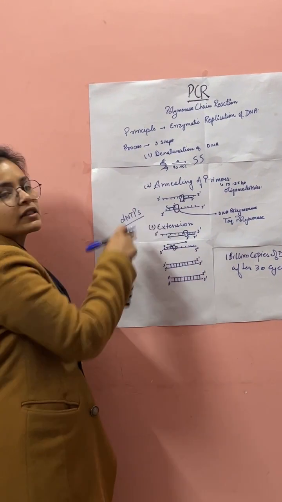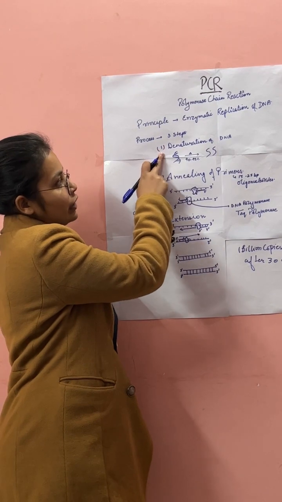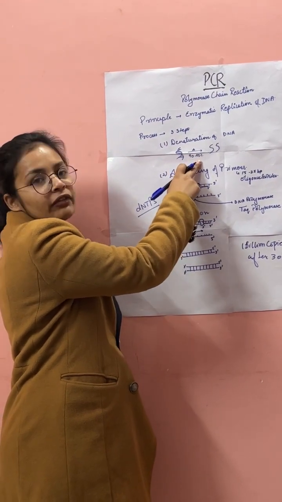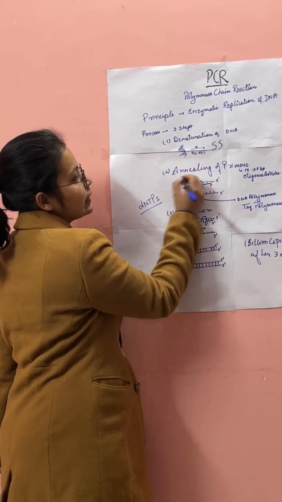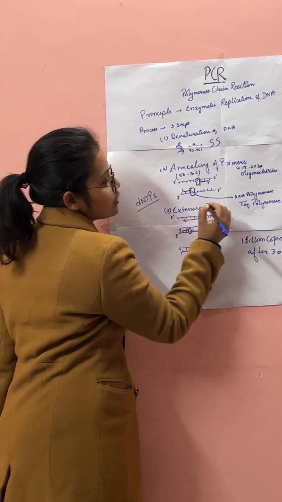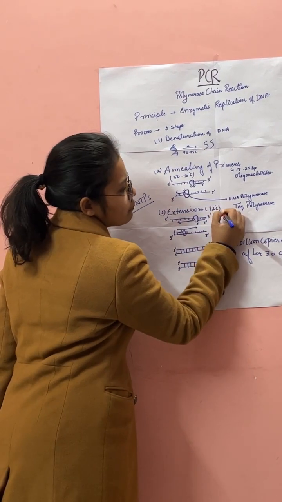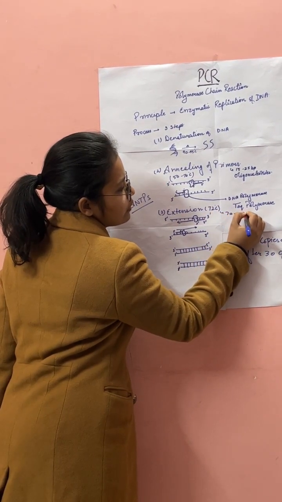Now these 3 steps take place at particular temperature. Like I told you, denaturation is at 90 to 95 degrees Celsius. For annealing it's 50 to 70 degrees Celsius, and for extension it's 72 degrees Celsius. It might range from 70 to 75 degrees Celsius.